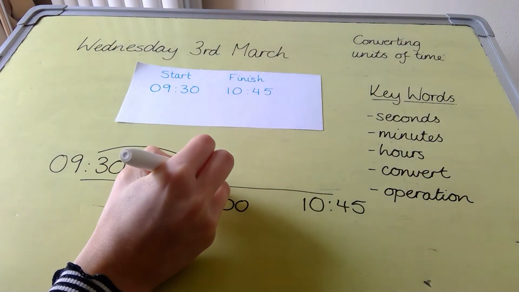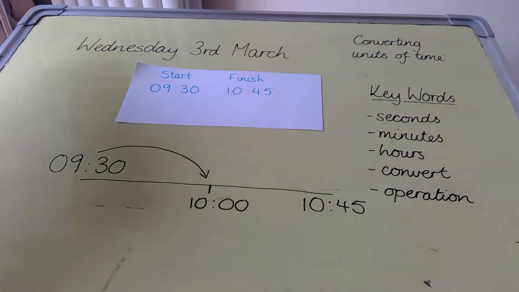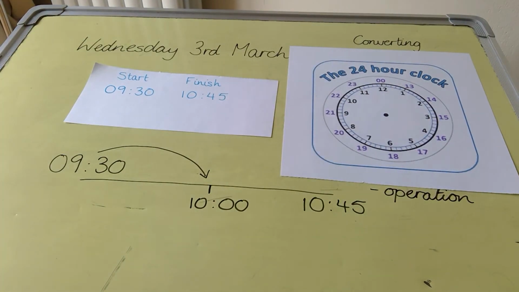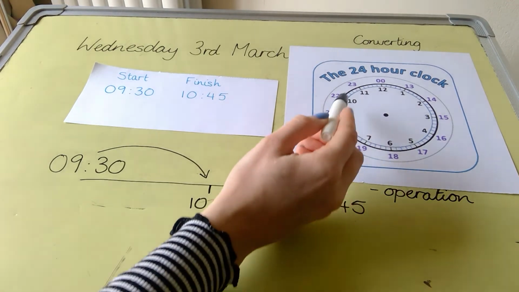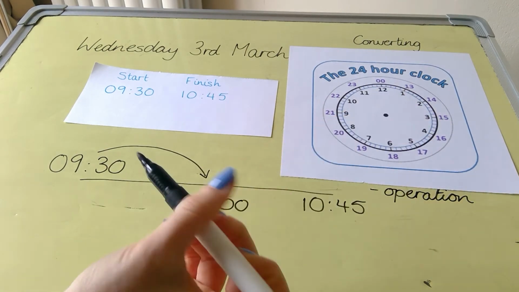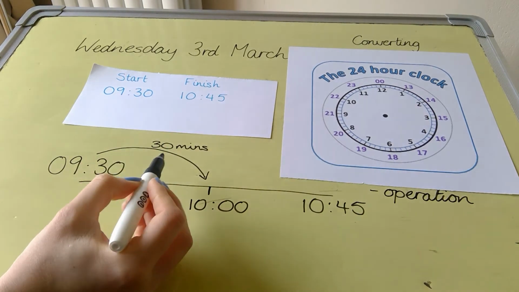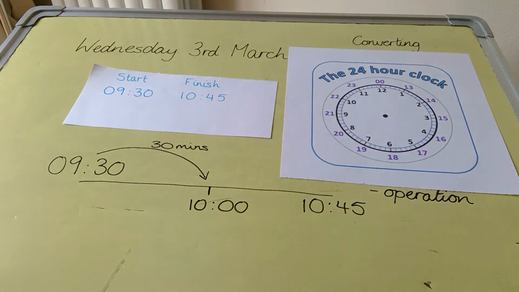So between 9:30 and 10 o'clock, how many minutes is that jump? If we imagine using a clock, or if you would like to use the clock to help you, if it starts at 9:30, the minute hand is going to be down on the 6. So then at the next hour, when it's 10 o'clock, that minute hand will have gone around half of the clock. So that would be 30 minutes. So we've got 30 minutes there. Mins is the short way of writing minutes. So that's the first jump.